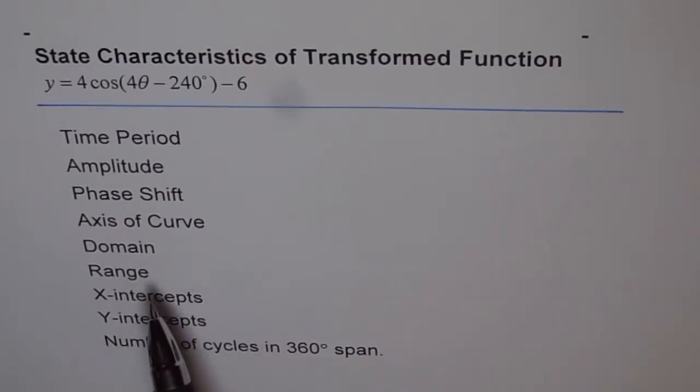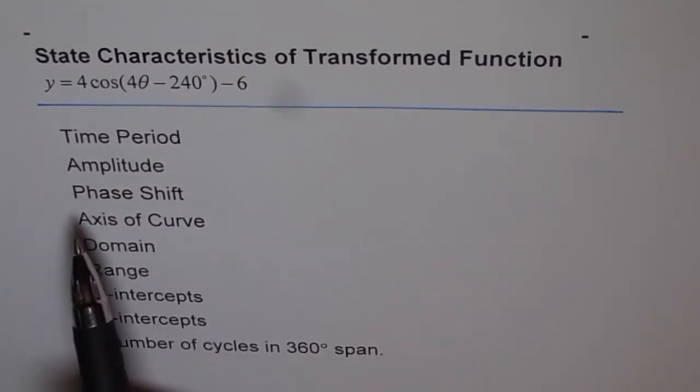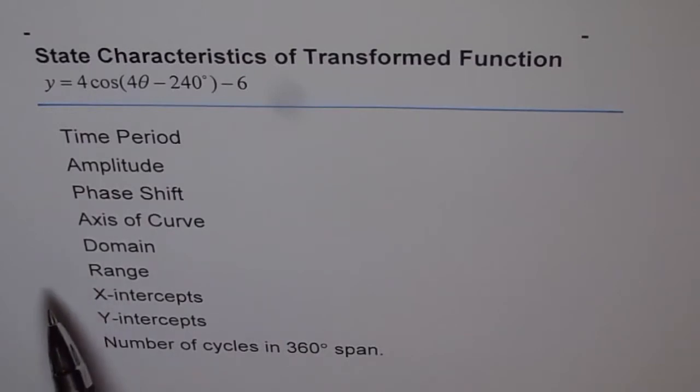Now, the characteristics which we normally expect you to know are time period, amplitude, phase shift, axis of the curve, domain, range, x-intercept, y-intercept, and number of cycles in 360 degree span.